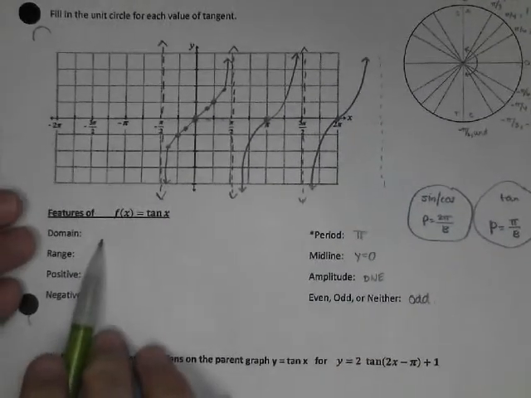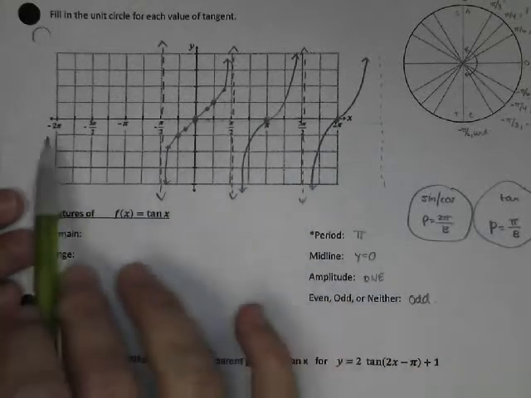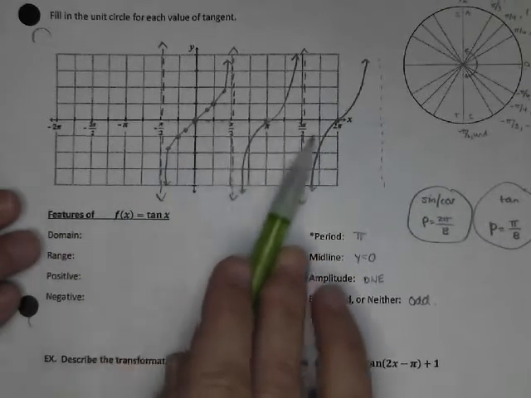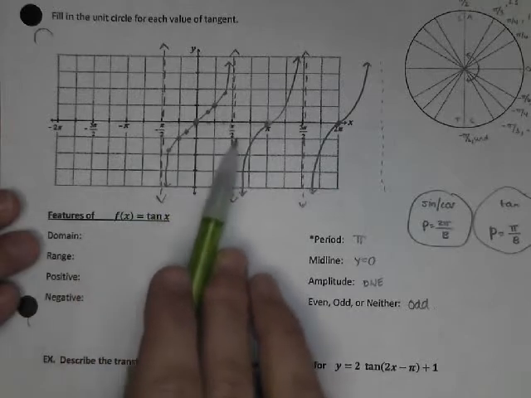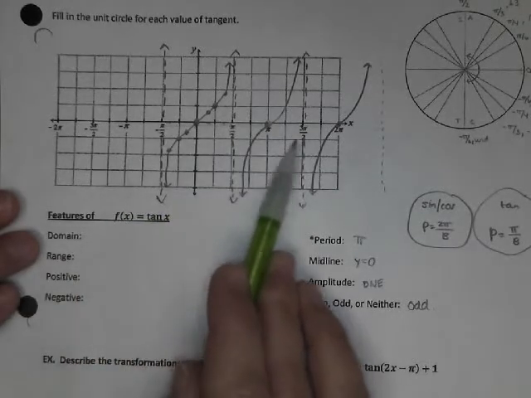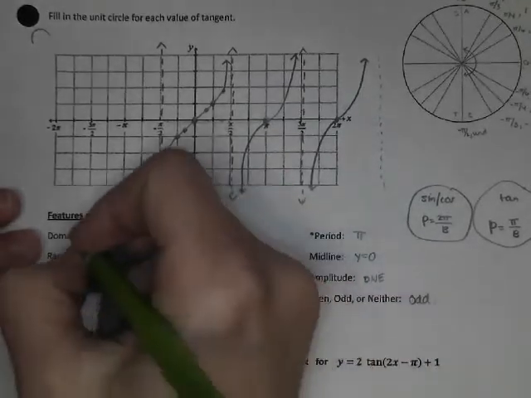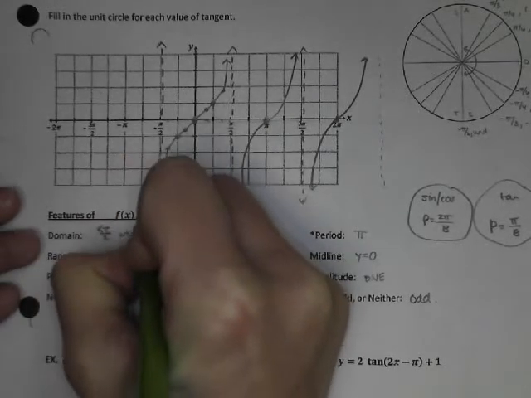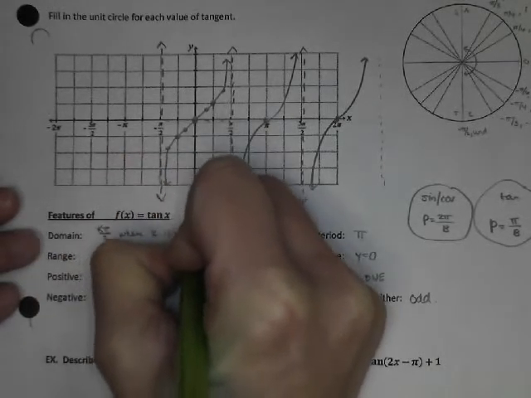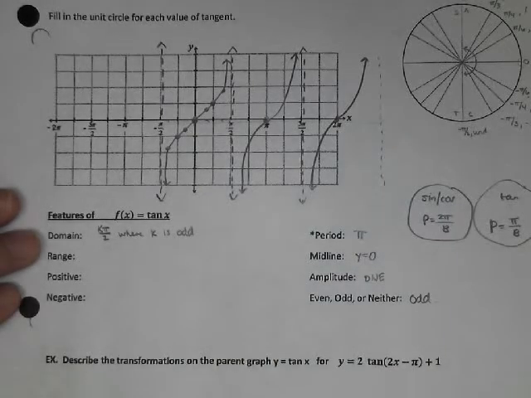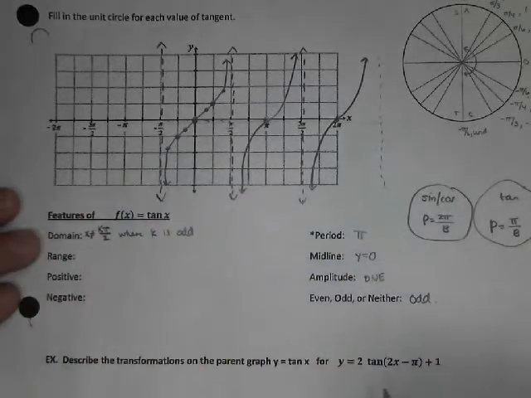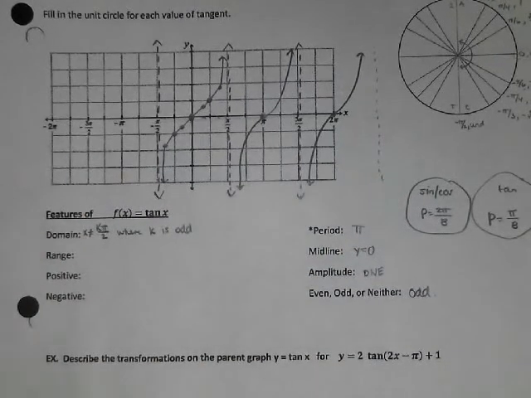Okay? As far as domain, negative infinity to infinity all work, except for where all of these asymptotes are. Negative 1 pi over 2, positive 1 pi over 2, 3 pi over 2, 5 pi over 2. It's actually going to be k pi over 2, where k is odd. Any k pi over 2 where k is odd, so 1 pi over 2, 3 pi over 2, 5 pi over 2, x cannot equal that. Other than that, it's all real numbers.